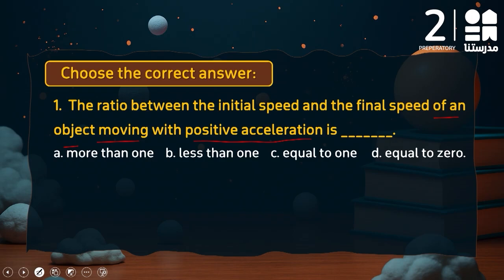Okay, so in a positive acceleration, which one is greater? In positive acceleration, the final speed is greater than the initial speed. So when you take the ratio between the initial speed and the final speed, the result will be less than 1. Why? Because the initial speed is less than the final speed when the object moves with a positive acceleration.